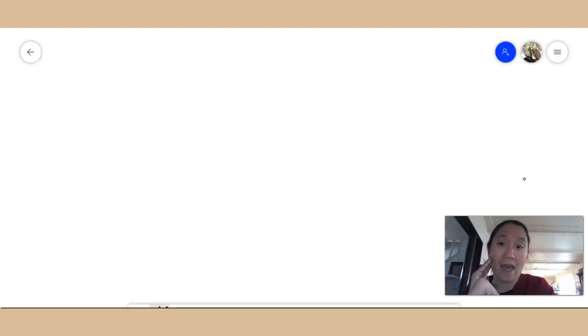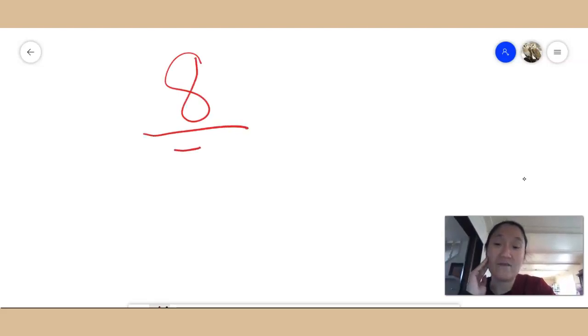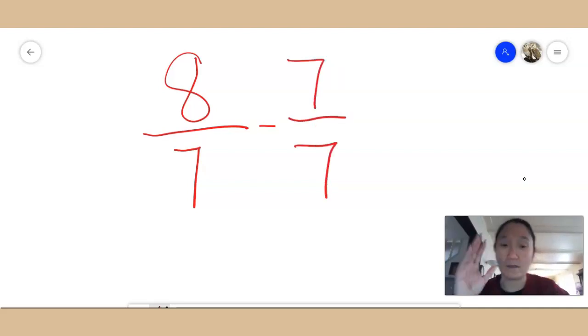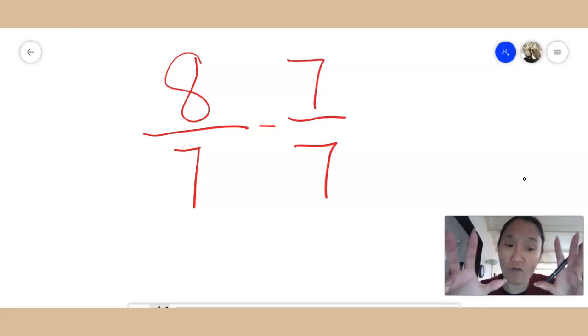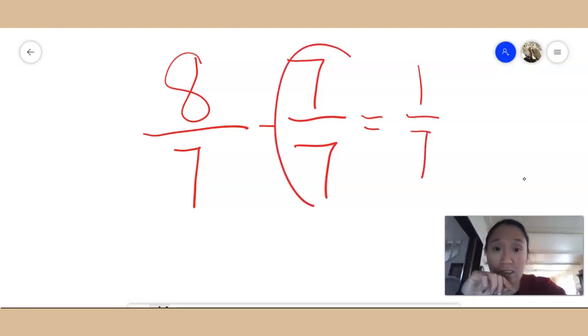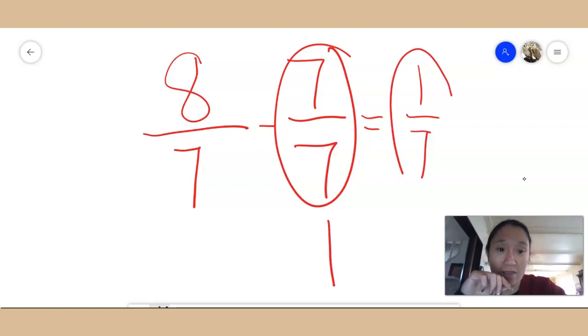So if I looked at 8/7, I'll take away 7/7 because I'm trying to take one whole away from it. I'm trying to figure out how many wholes I can take away from the 8/7. So I take 7/7, which is a whole, and I take that away, and that'll leave me 1/7 left over. So this becomes my whole. This is my fractional piece left over. Okay?